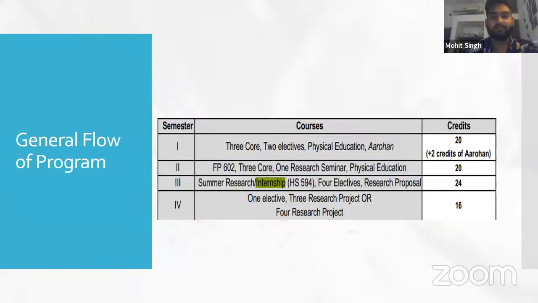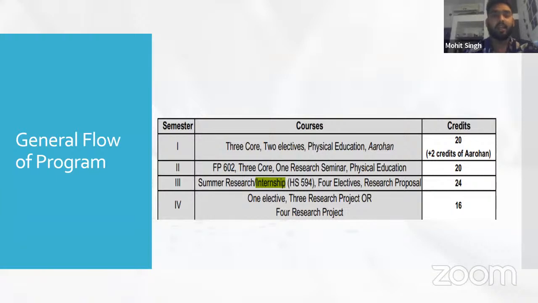Basu, please change the slide. Yeah, here you can see the general flow of the program. So we have shown how you can add your courses in the four semesters. You can take three core courses in your first semester, two electives, and one could be physical education. Physical education doesn't give you any credits. It is a basic mandatory course which doesn't give you credit. The second semester, you can take FP 602, which is the writing course, and three core courses, one research seminar.